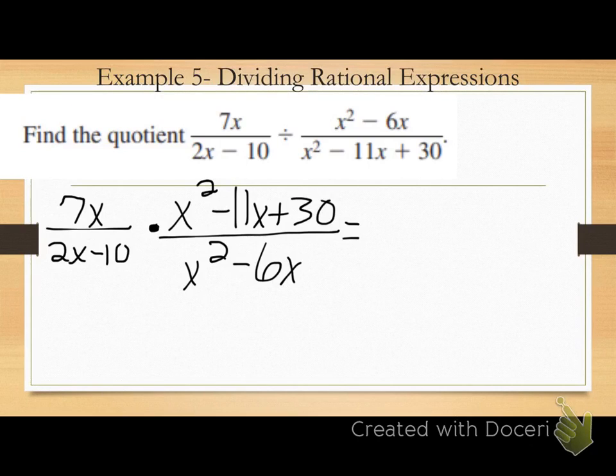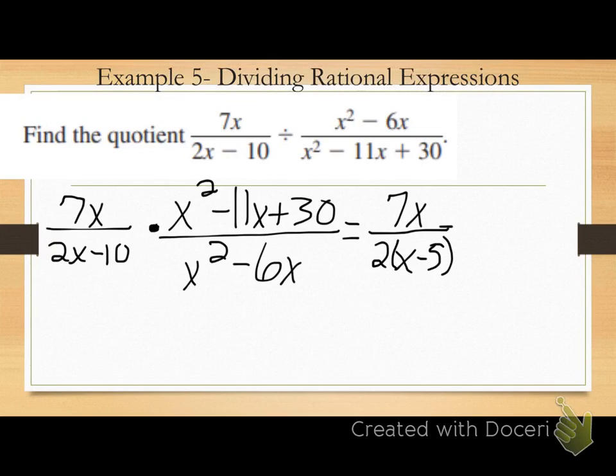What? No, it just stays as 7x, right? What about 2x minus 10? Do I have any GCFs I can factor out? Can I factor it as a whole? What's the GCF? 2. 2 times what would give me 2x? X. 2 times what would give me negative 10? Negative 5.